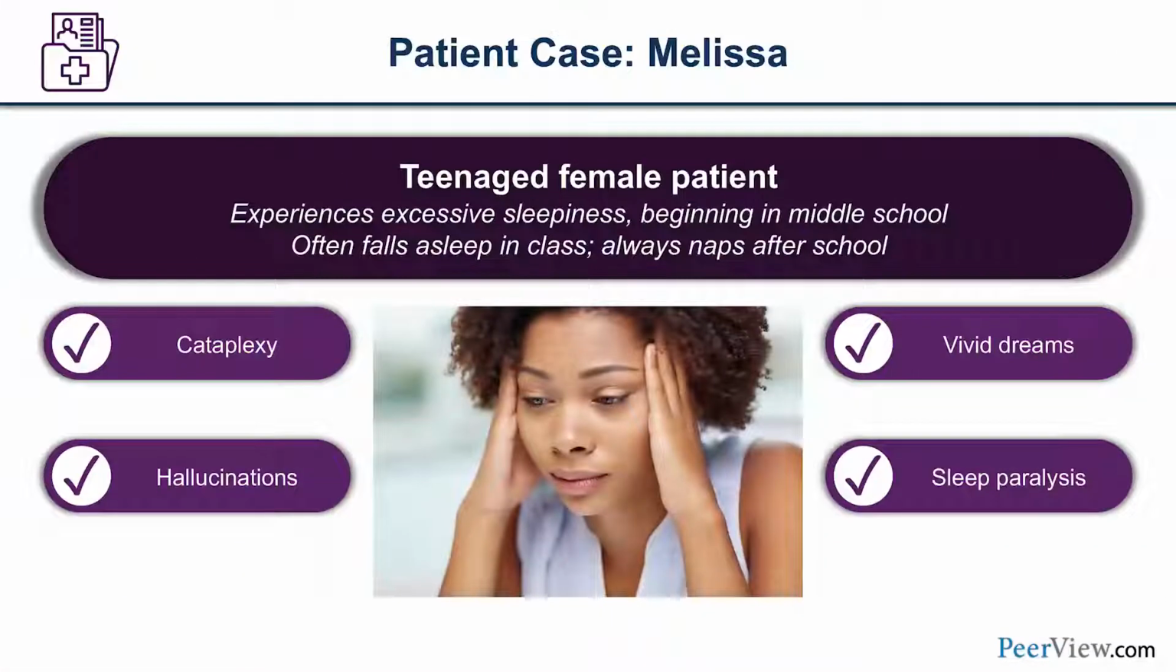Now I'm going to introduce you to 2 patients, one of whom is Melissa. Melissa actually presented to me in her teenage years. She really in middle school began to have problems with excessive sleepiness. She would tell me that she would fall asleep in class. She was smart, but she would fall asleep in class even though she was interested. Always when she got home from school, she would take a nap. She didn't really participate in athletics because she was too tired. She was too sleepy. And interestingly, she had cataplexy.